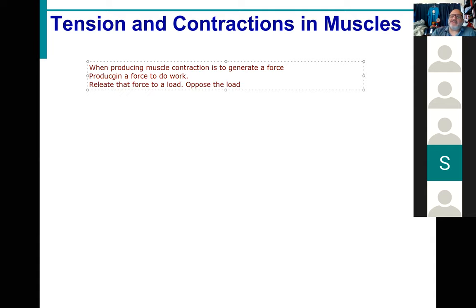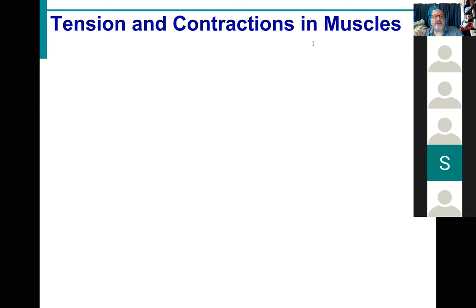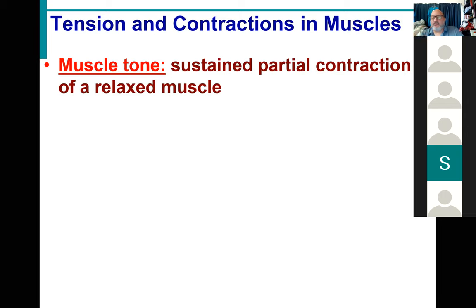So when we're generating tension, we're producing a force, and it is to oppose a load, right? I know this is getting us into physics, but physics is a really good science. It's important, it's fun. And so these are important things to understand. So again, I misspelled producing, force to do work, all right? Excellent.